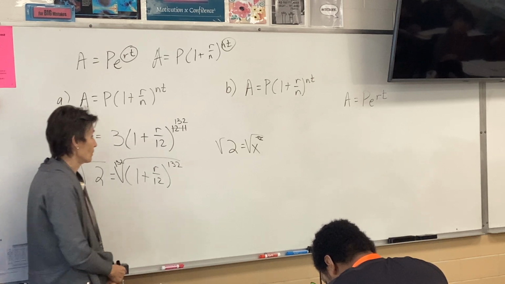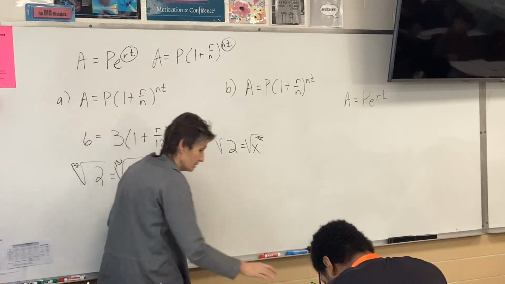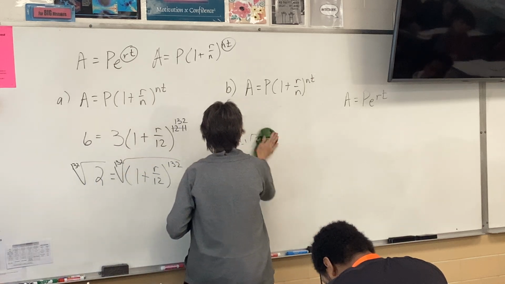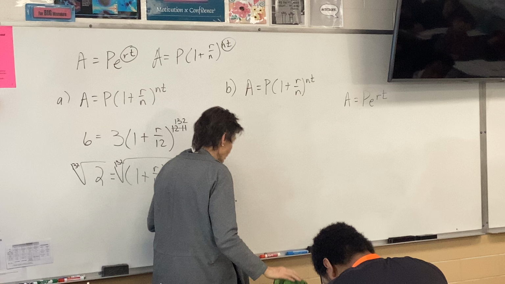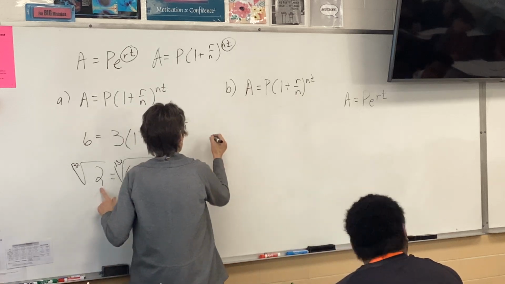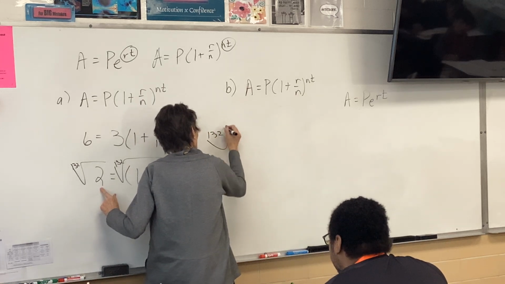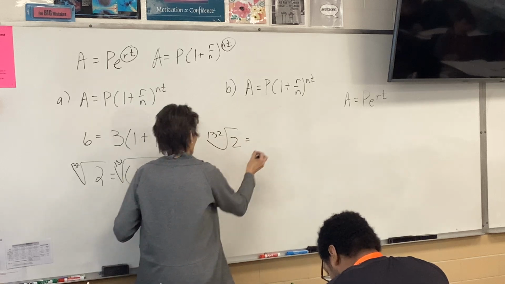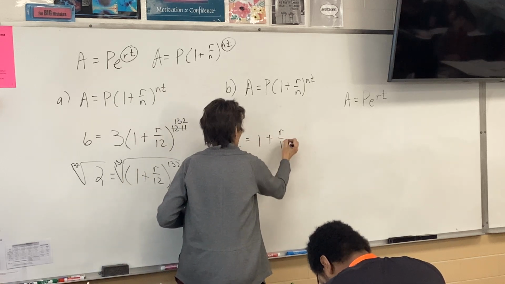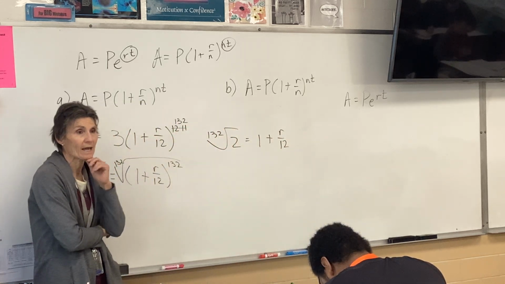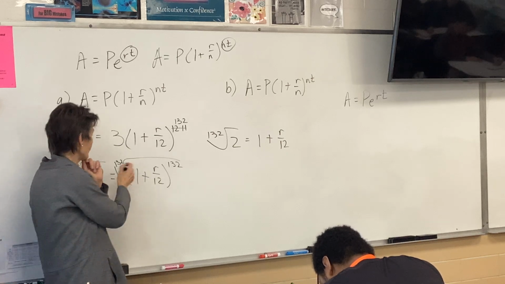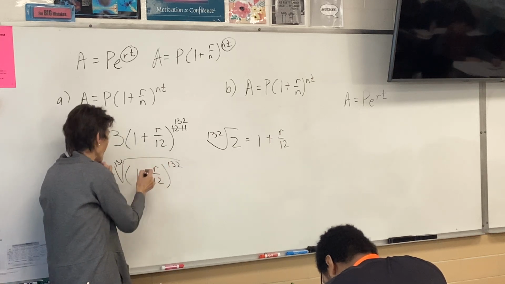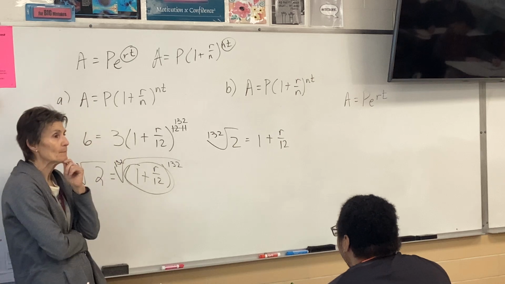Okay, so let's not panic. We're gonna go to the calculator in a minute. But let's look at what we have now. We have the 132nd root of 2 equal to 1 plus R over 12. Would you agree with that? That that's what I have now? Because when I 132nd rooted, all that went away, and I was just left with that.